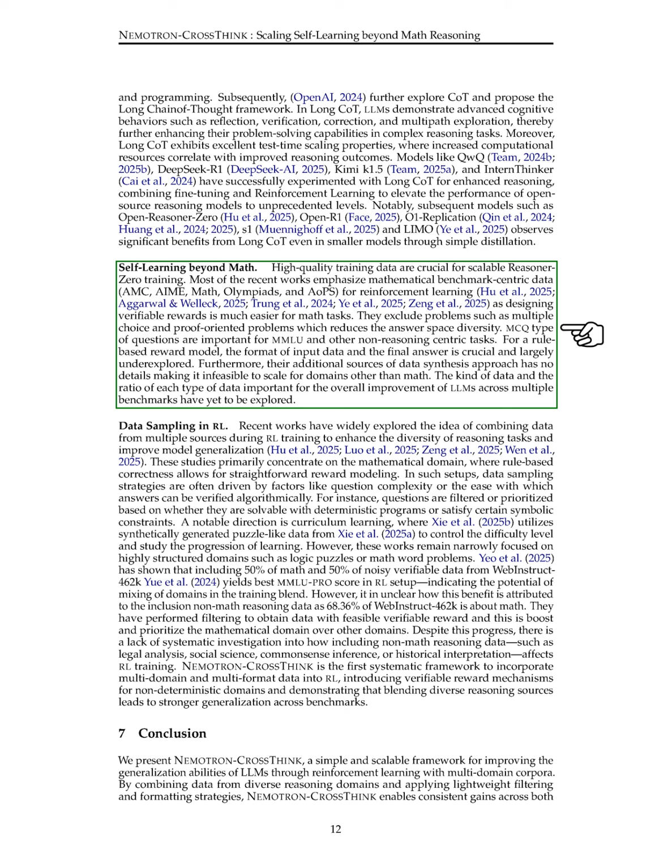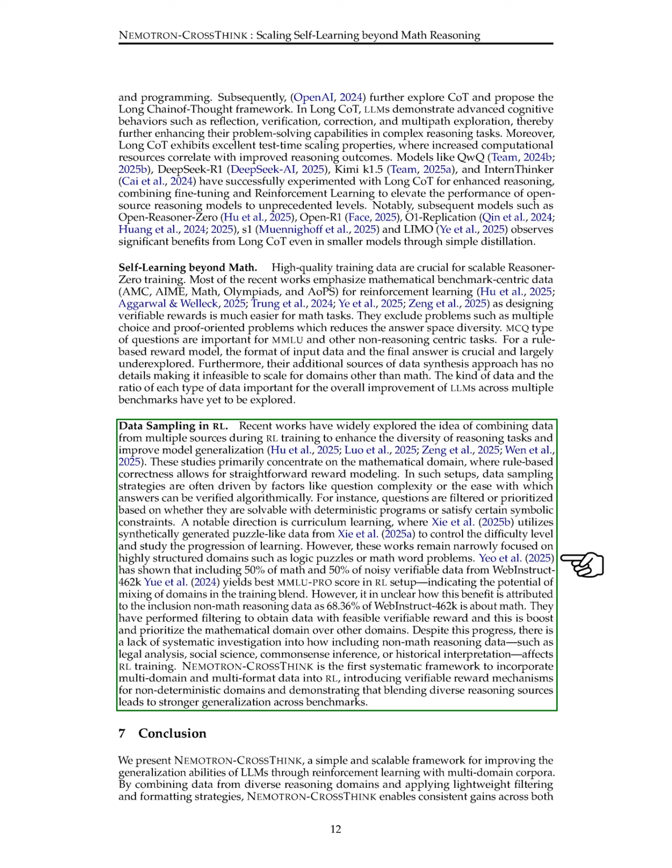Many recent studies focus on mathematical benchmarks for reinforcement learning, as creating verifiable rewards is simpler for math tasks. This focus often overlooks other problem types, like multiple-choice questions, which are crucial for tasks like MMLU. The format of input data and final answers is vital for rule-based reward models but remains largely unexplored. Additionally, the lack of detail in data synthesis approaches limits scalability beyond math. We need to investigate the types of data and their ratios that contribute to improving LLMs across various benchmarks.